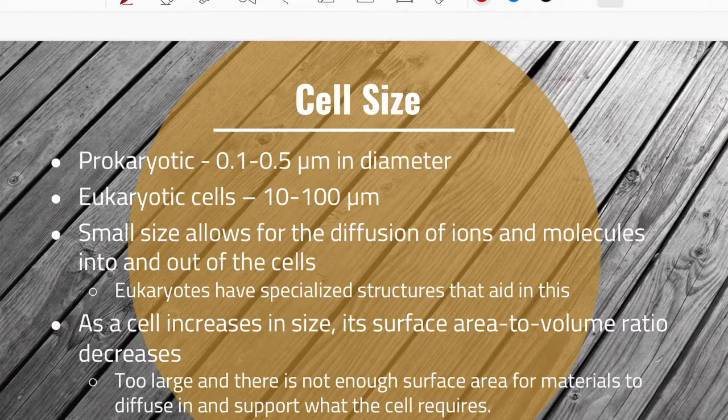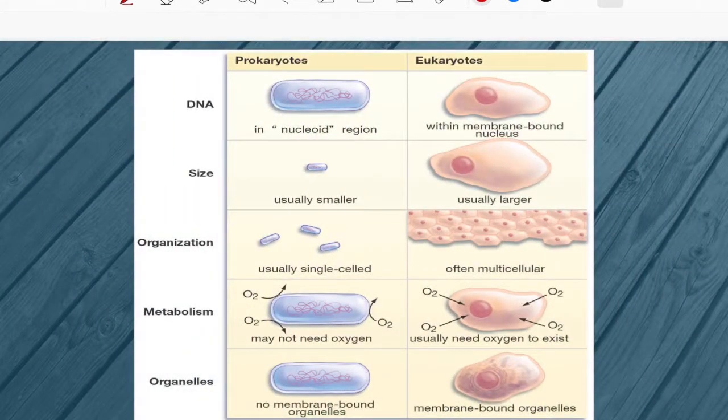So as cell sizes increase, the surface area to volume ratio decreases. If you get too large, you can't get enough materials in order to function. So that's one of the reasons why you don't see a lot of macroscopic cells, is because it's very hard for them to get what they need in order to survive, in order to take care of themselves.